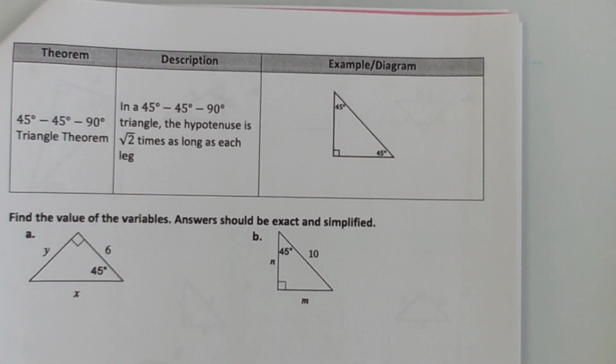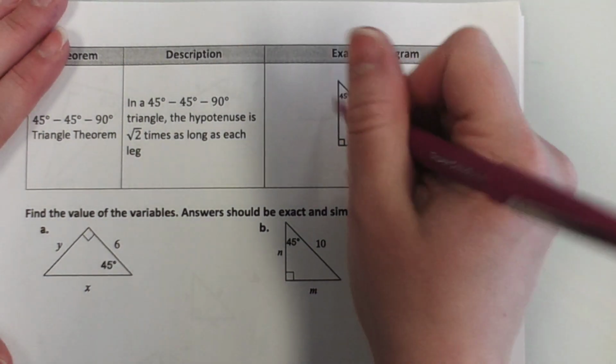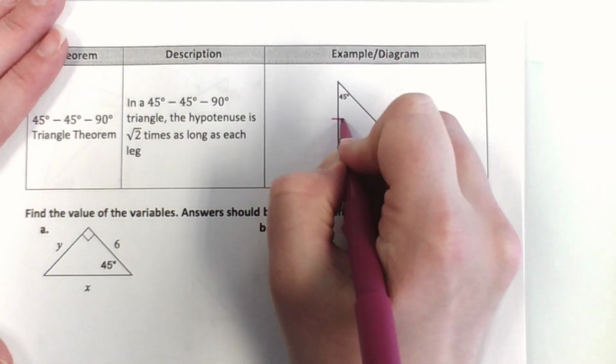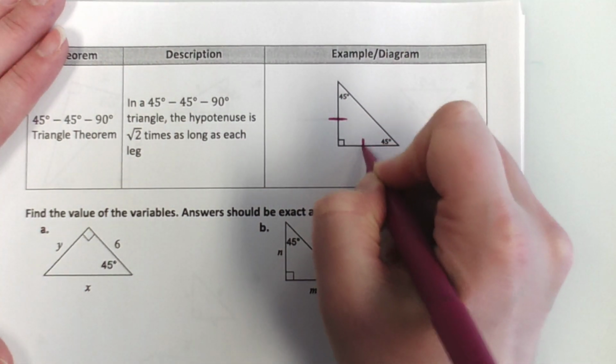Now, as I mentioned earlier, these will allow you to solve for things. Starting first with the 45-45-90 triangle. The 45-45-90 triangle theorem states that in a 45-45-90 triangle, the hypotenuse is the square root of 2 times as long as each of the legs. Okay, so what that means, in a 45-45-90 triangle, we know that these legs are congruent already.